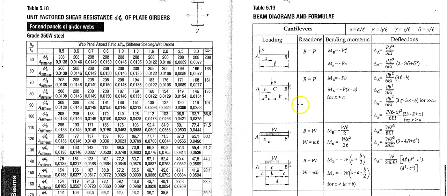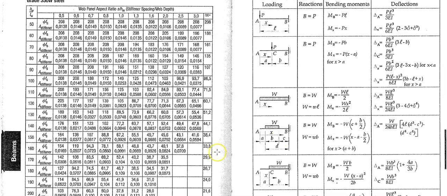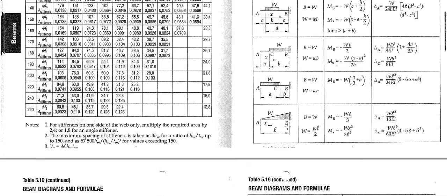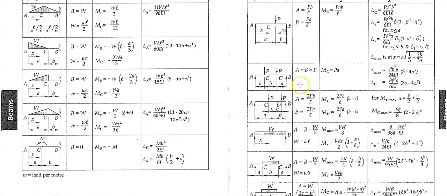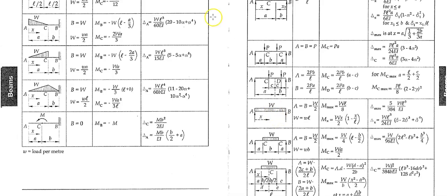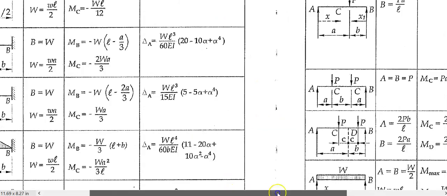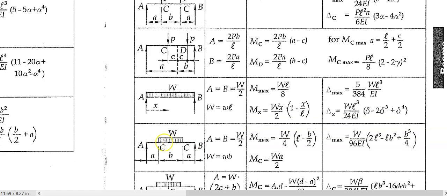Right, I'm going to go to my beam formula and go down my tables to find the beam that looks like the one that we've got. I'm going down, going down, there we go. Yes, there's my beam. I'm going to zoom in slightly. It's simply supported at both ends.